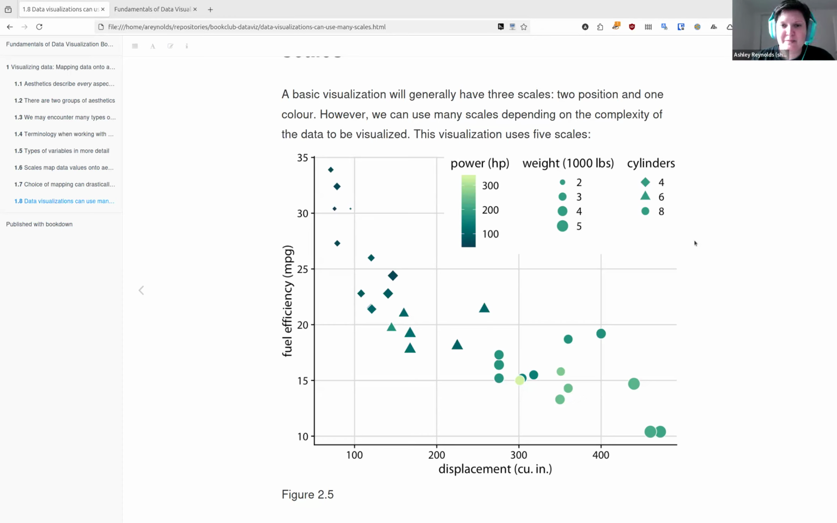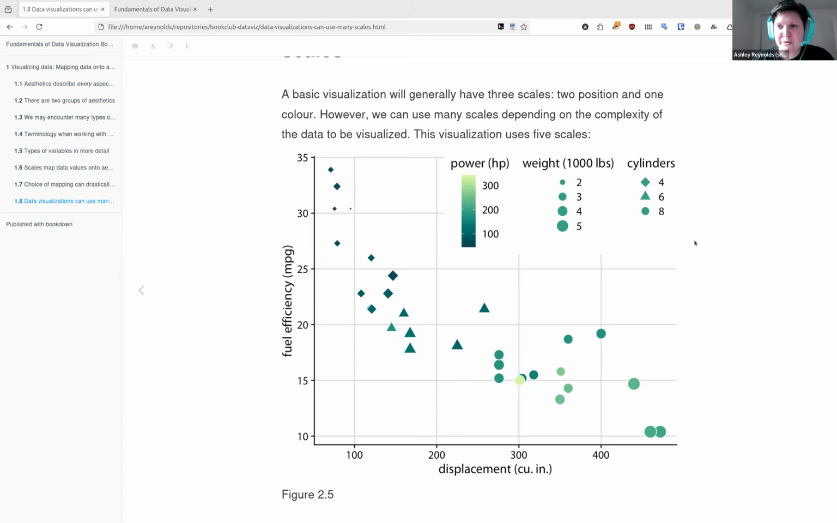But basically, color is showing your power. So the lighter the color is, the greater power is in that vehicle. The larger the size of your point, the heavier the vehicle is, and the different shapes correspond to different numbers of cylinders.